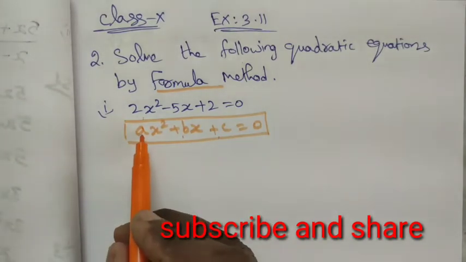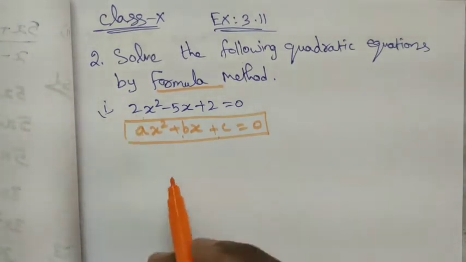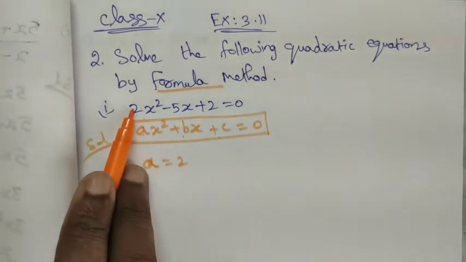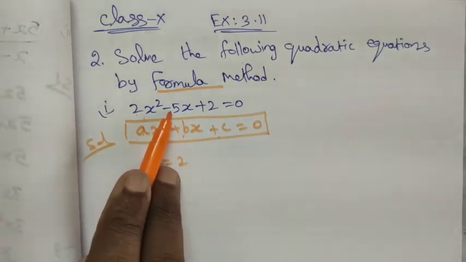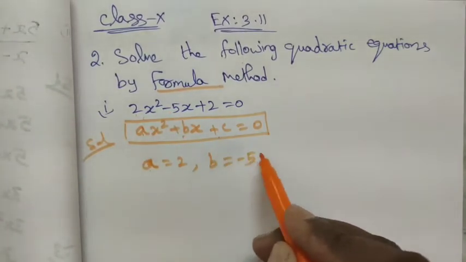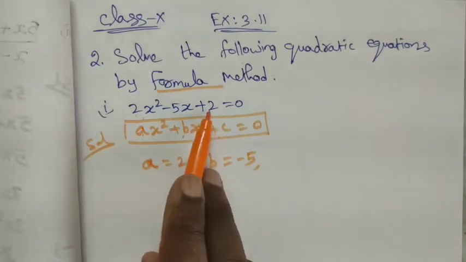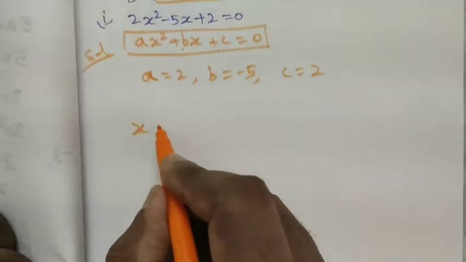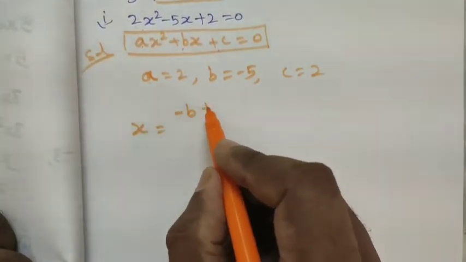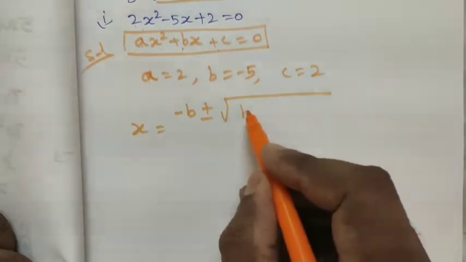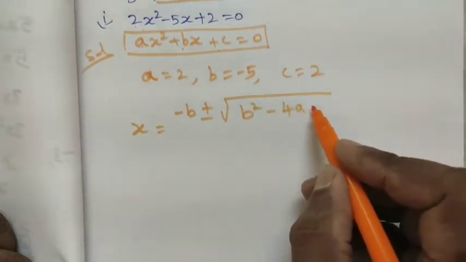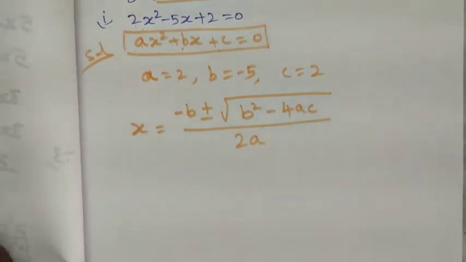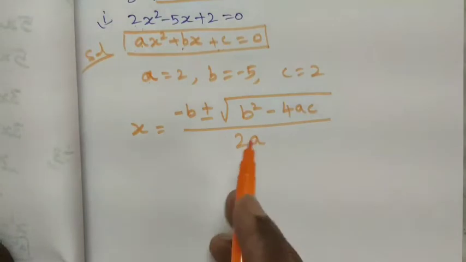Now compare that. In the place of a, what is the value? 2, right? So a = 2, b = −5. Don't omit the sign, you have to take the signs also. And then c = 2. Now we know the formula for this: x = (−b ± √(b² − 4ac)) / 2a. Now apply the values as they are in the appropriate places.